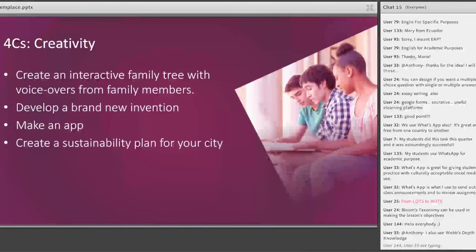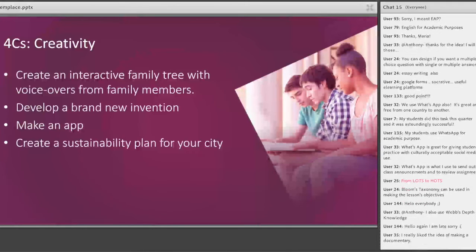Here are a couple more. Creating an interactive family tree with voiceovers from family members. I just had students do this not too long ago, where they wrote their family tree and then they had to speak as that family member would have spoken. And it was amazing. They did wonderful things with their voices, but they really focused on how they could use their voice to change meaning. That was the purpose of the activity, and it was quite successful and quite creative.